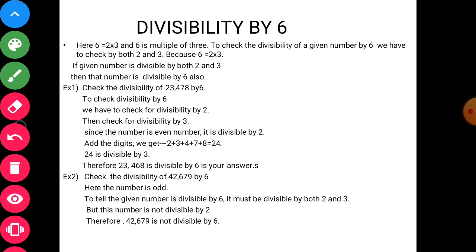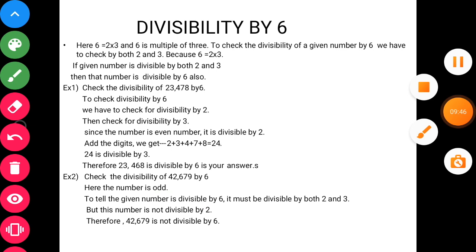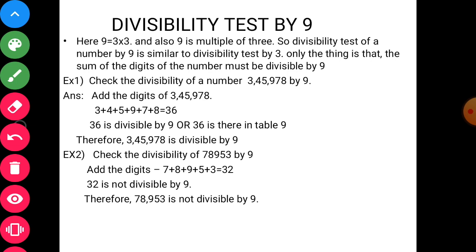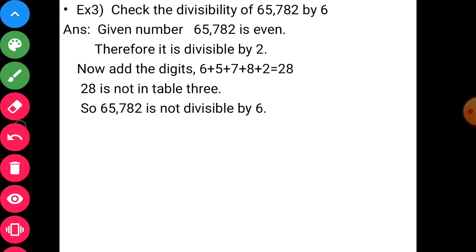Okay. Now let us see examples for the divisibility test by 9. Here once again, 9 is a multiple of 3 and 3 into 3 is 9. And also if we divide any given number by 3 or 9, it must be divisible with 0 remainder, because here 9 is equal to 3 into 3.